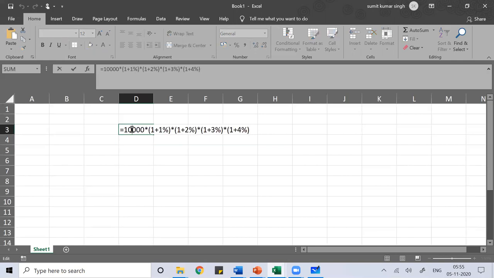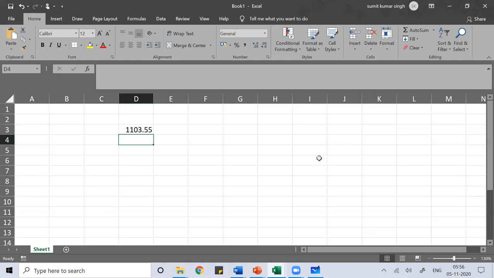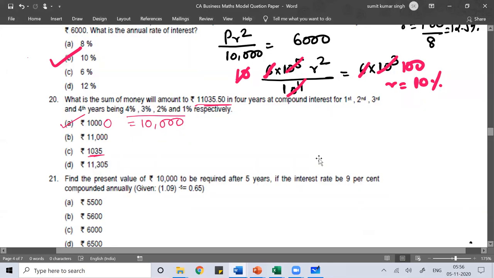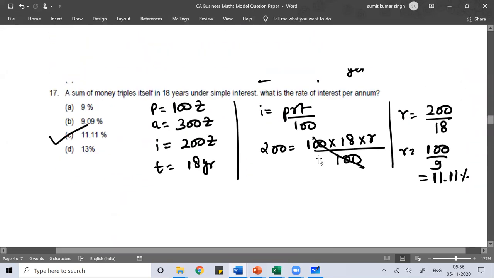If I take 1,000, then I'll get 1103.55. So 1.01 into 1.02 into 1.03 into 1.04 is 1.10355. This into 10,000 is 11,035.5. Fine. So few mistakes are there.